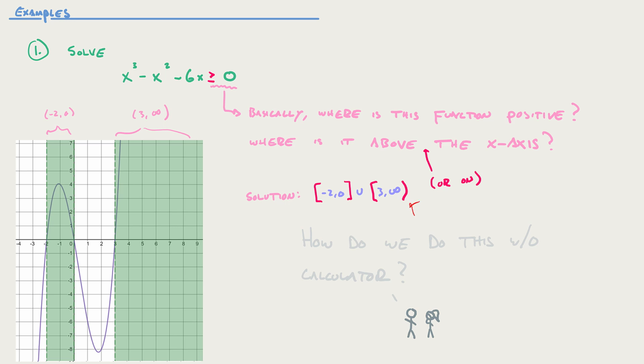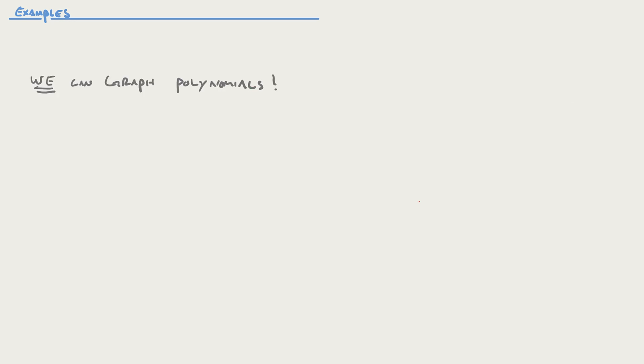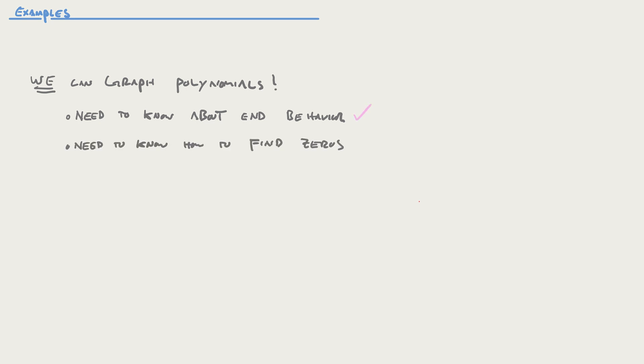So I think a natural question is, well, how do we do this without a calculator? What if we're not allowed to just graph this thing and kind of see what it looks like? What can we do? Well, the good news is we already know how to graph polynomials. We just need to know what the end behavior is, which if we're given the equation, we know. We need to know how to find its zeros, which again, we know how to do.